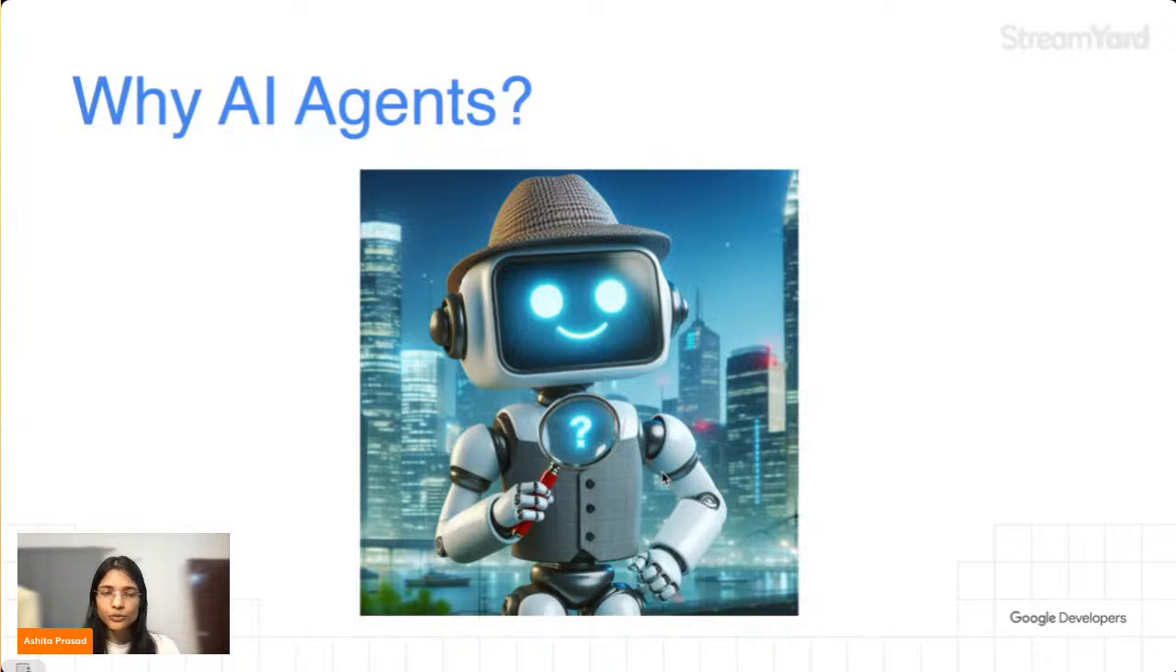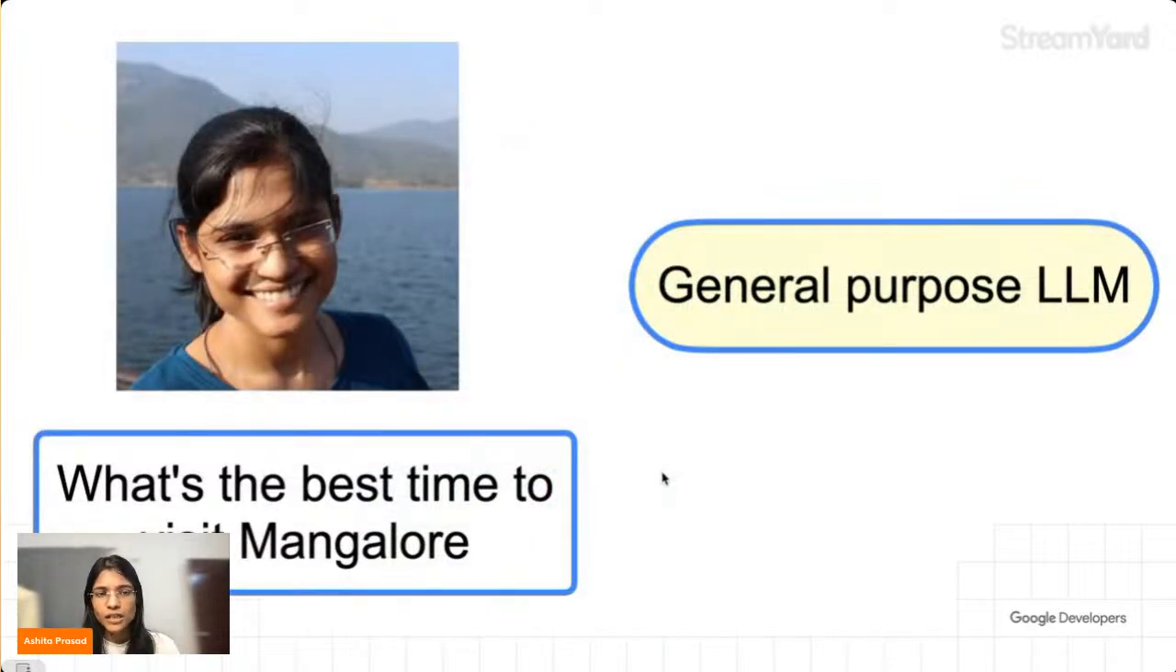But now your question will be: if you give a prompt or ask a question to an LLM and you get an answer, do you actually need an AI agent? What is it that the AI agent can do that an LLM cannot? So let me explain that to you with an example. Say this is me and I am planning a travel vacation. I want to visit Mangalore and I'm trying to find the best time to visit. So I go ahead, pick up an LLM and ask it, what's the best time to visit Mangalore?